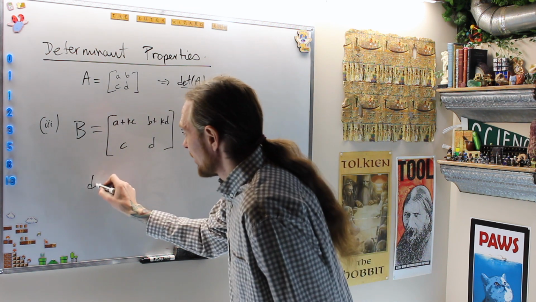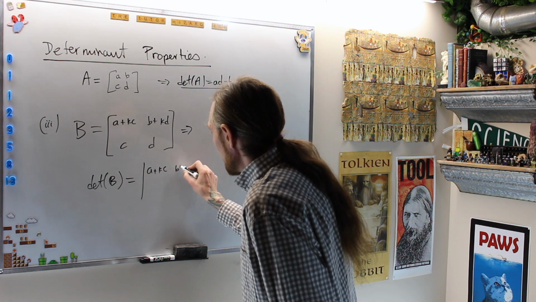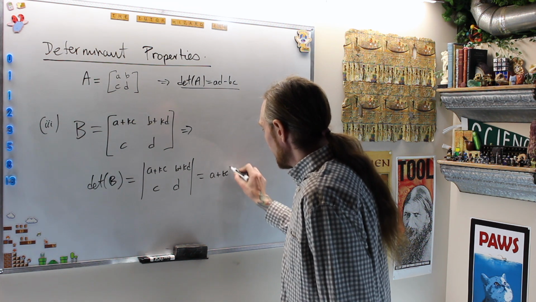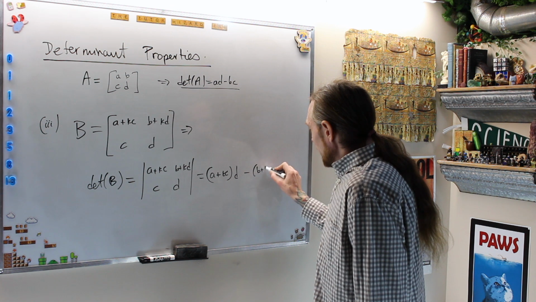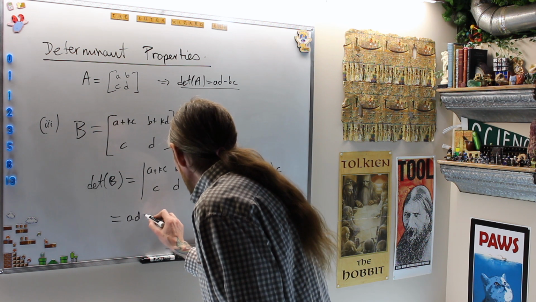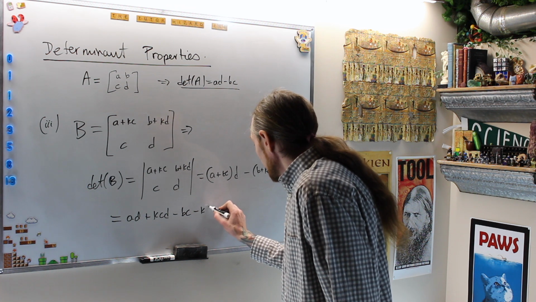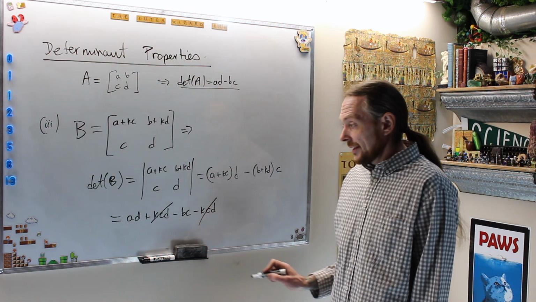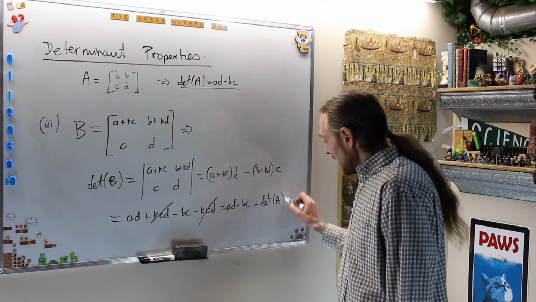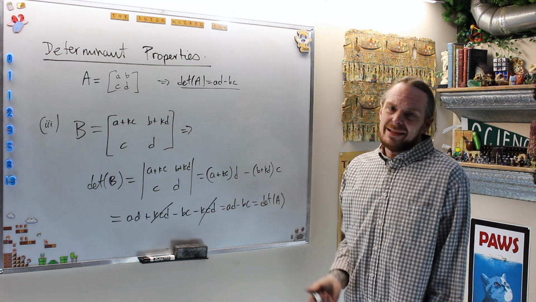This says the determinant of B is equal to [A plus KC, B plus KD; C, D], which is equal to (A plus KC) times D minus (B plus KD) times C, which is equal to AD plus KCD minus BC minus KCD. These cancel magically, and we get AD minus BC, which is the determinant of A. It didn't change. This is the operation we're going to use the most, and it doesn't change anything.